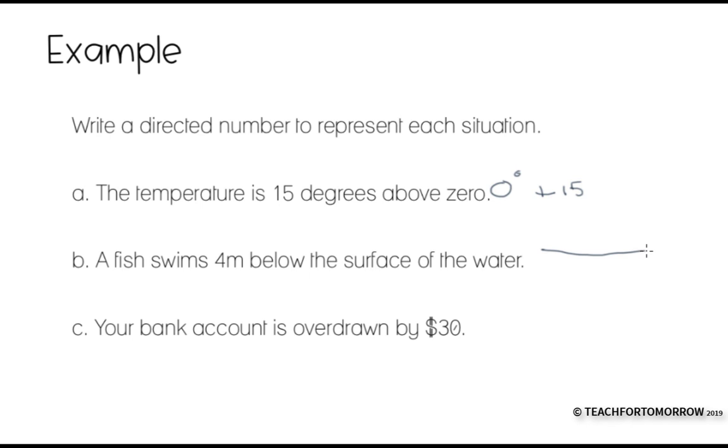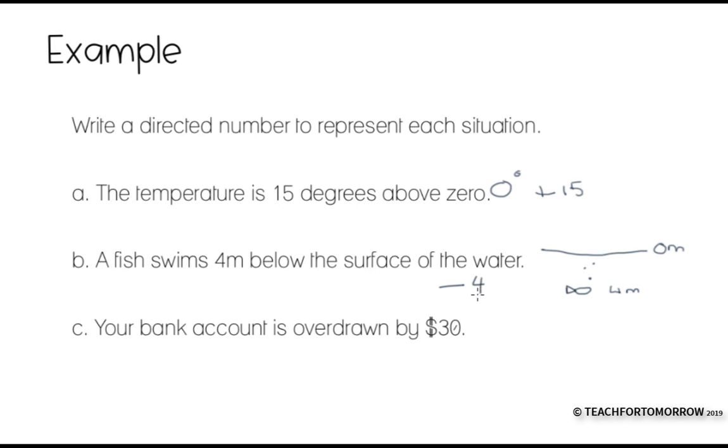So we have our water, that's our 0. Oh, this could be interesting. I'm going to try and draw a little fish. Let's make it really clever and give it a few little air bubbles. So we've got our 0 meters, and our fish is 4 meters below, and so we write this as negative 4.